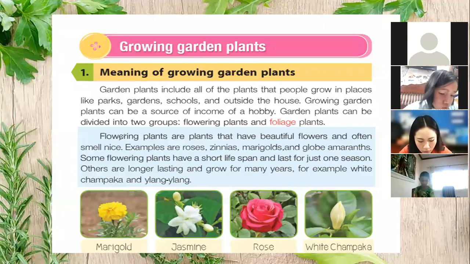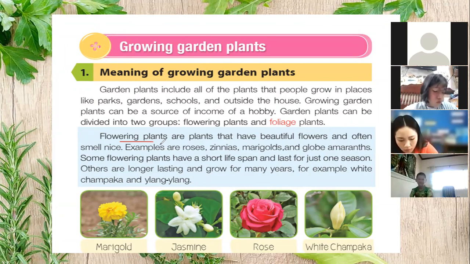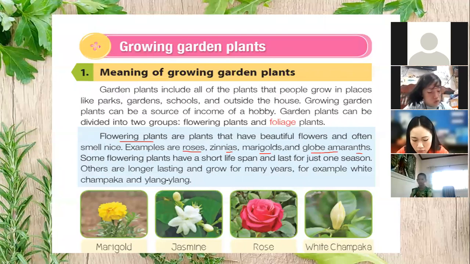So first of all, flowering plants. Flowering plants are plants that have beautiful flowers and often smell nice. Usually you find those plants having flowers, right? And they smell quite nice. They have a good smell. So those are flowering plants. For example, roses, zinnias, marigold, and globe amaranth, right? So these are all flowering plants.